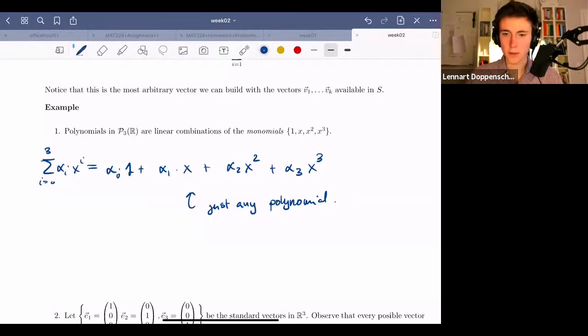No, any term can be 0. It doesn't matter if it's a leading term or non-leading term. I mean, even a polynomial of degree 2 is still valid in P3. It just means at most. So it's fine to have one of the terms being completely 0. And even if all the terms are 0, then it's a trivial linear combination, and it's still the 0 vector.